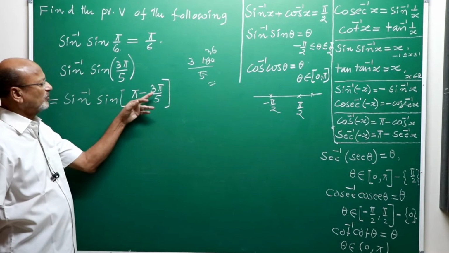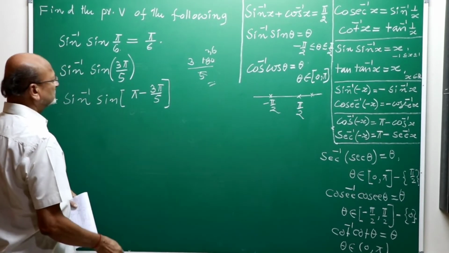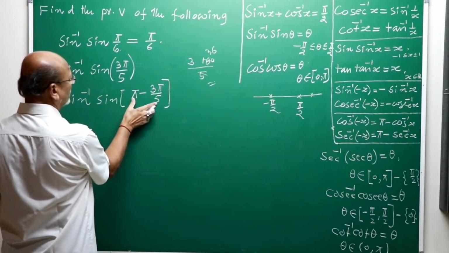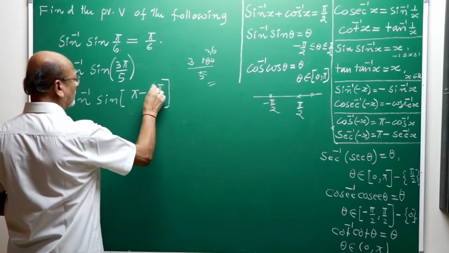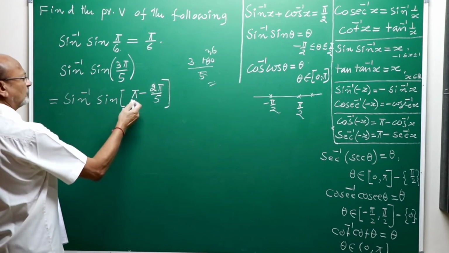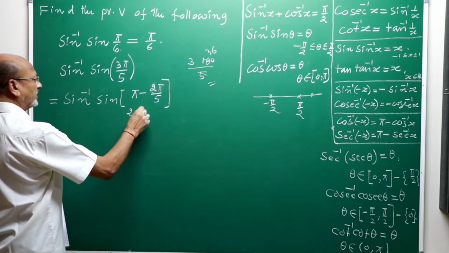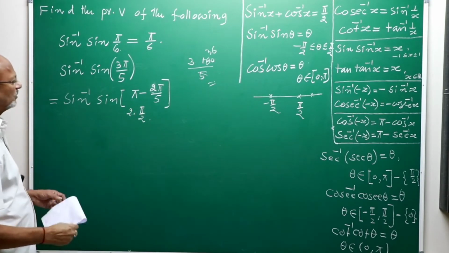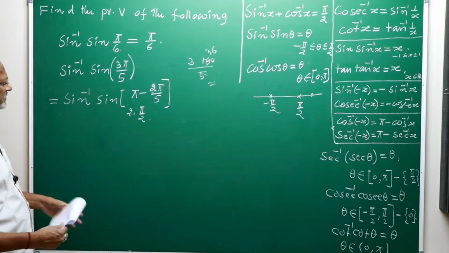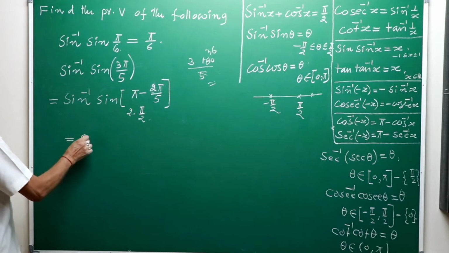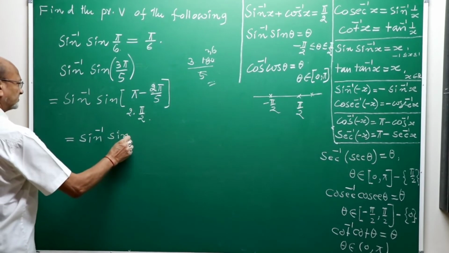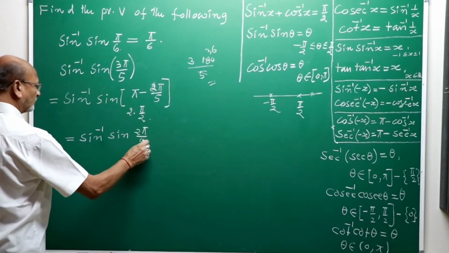5 minus 3, it is 2 pi by 5. Then you have to make use of the allied angle formula. What is this pi? 2 into pi by 2, my friend. 2 into pi by 2 means it is even. Even means no change. Sine remains sine. This can be written as sine inverse remains as it is, sine of 2 pi upon 5.